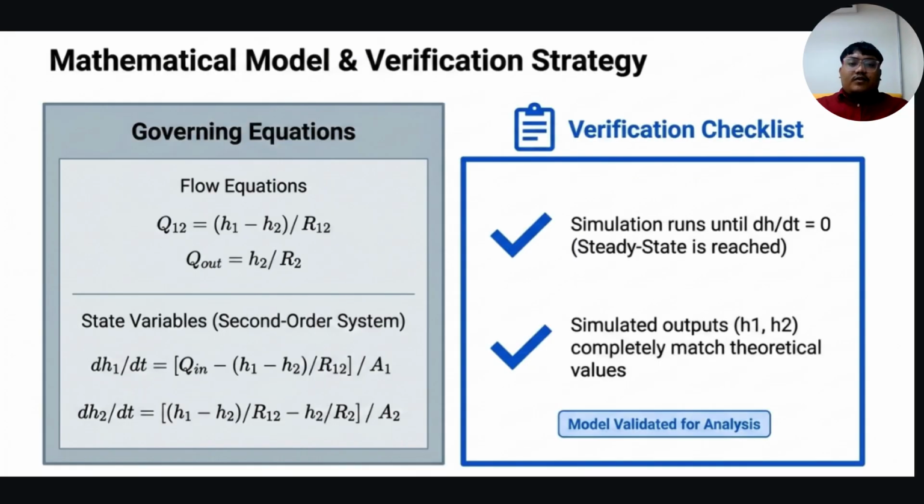Mathematical model and verification strategy. So our group uses governing equations. There are two governing equations that we use: the first is the flow equations, and the second is the state variable second order system. And the verification checklist: simulation runs until dh over dt is equal to 0, and the simulated outputs h1 and h2 completely reach the theoretical values.